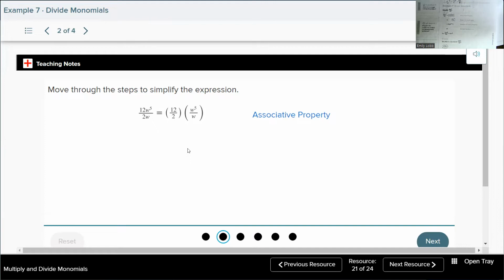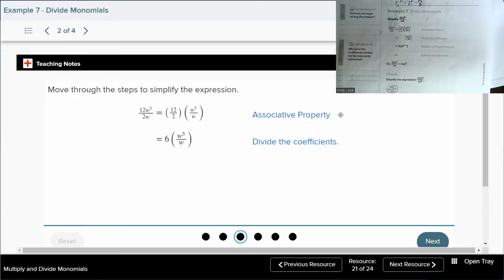You guys remember what those things are? Business in the front, what's that big word? Numbers. Coefficients, right? So they're associating the coefficients and the variable terms. So your first step now is to divide the coefficients. So what is 12 divided by 2? 6. So we do need to write that in our packet. You notice they left that spot blank for us, so we do need to put a 6 there in our packet.